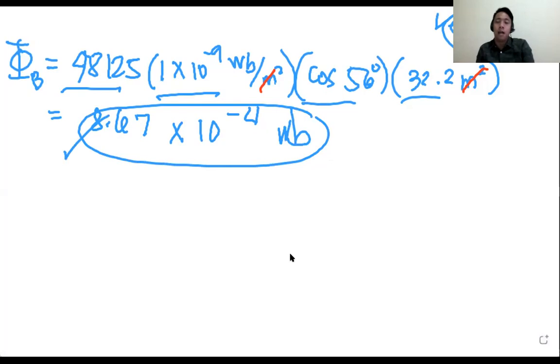What if we are given the magnetic flux, but one of its parts is missing? Okay, so what do we do? Of course, we will just rearrange our formula into a new formula so we can get the missing part. Right? So this is one best example.